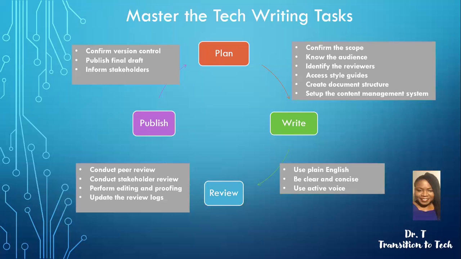Once you've made your updates and you've made the final draft and gotten all the sign-offs that you need, you now are ready to publish. And here's where you'll make sure you have the right version number that's going to be communicated to your end user. You'll publish that final draft in the content management system that you established early on during the planning phase. And then you'll inform the stakeholders that the final draft is completed and where it's accessible from.